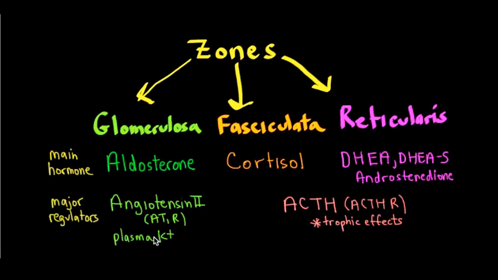Now, what I don't have listed here, remember this is major regulators, is that ACTH can also stimulate the glomerulosa cells a little bit. They do have ACTH receptors, but it's not a major regulator, and generally it's not terribly important to think about ACTH acting on the glomerulosa cells. It's better to think of just these two zones here.